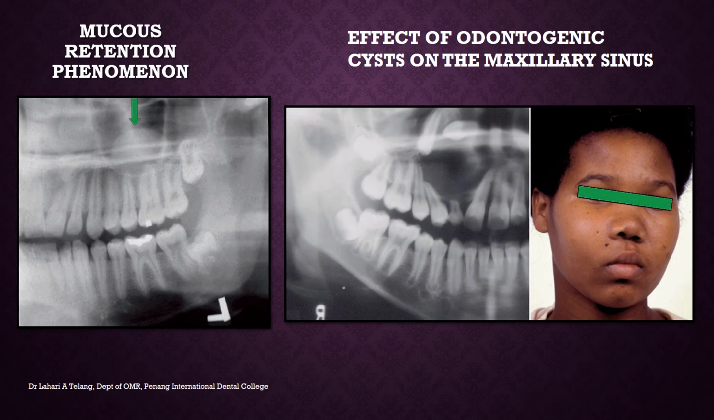This is an example of plain radiographs using a panoramic image to observe a mucus retention phenomenon, which is seen as a radiopaque soft tissue mass within the floor of the sinus. The image on the right shows you the effect of odontogenic cysts on the maxillary sinus. You can see that the floor of the maxillary sinus is pushed, and the cyst has occupied the entire maxillary sinus, with also displacement of the impacted teeth within the cystic space. And you can see that the patient here has a large swelling over the cheekbone, specifically the maxillary bone area, with even involvement of the nose.